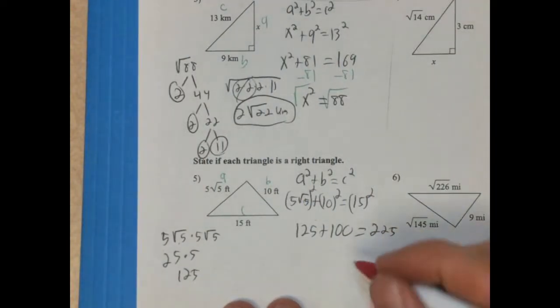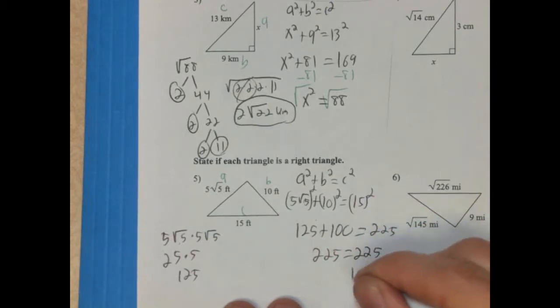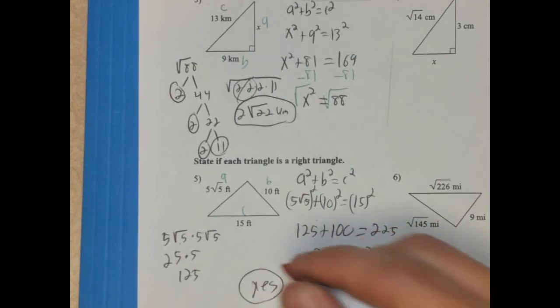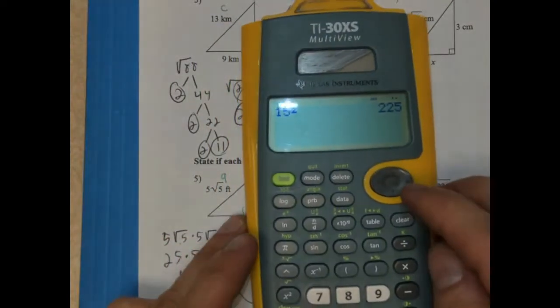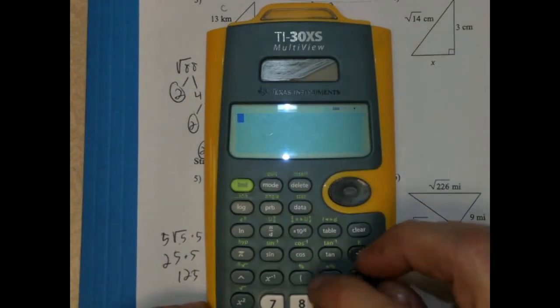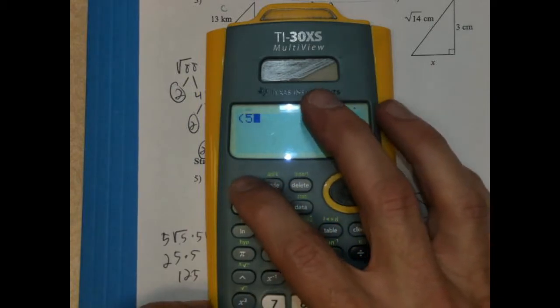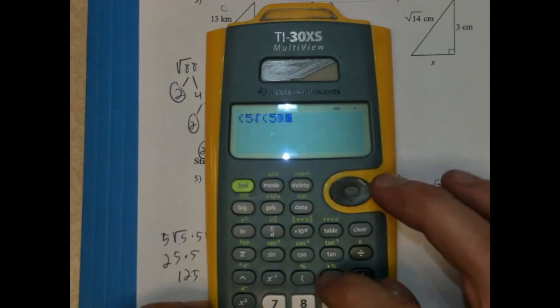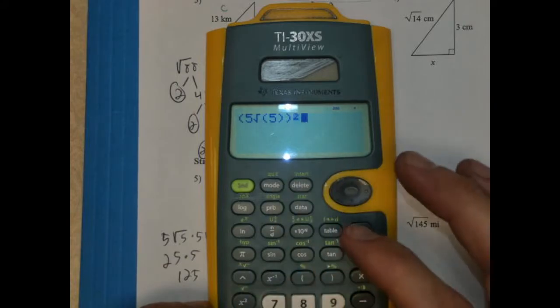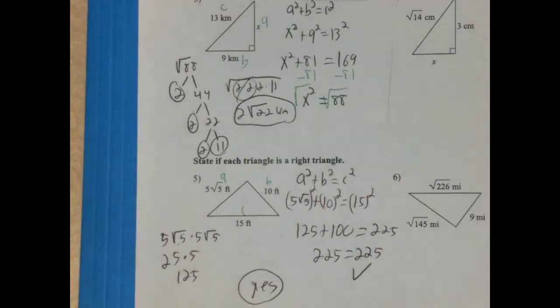So 125 plus 100 is 225. Yep, so this is a right triangle. Now, 5 radical 5 squared, you can still use your calculator if you're using one of the scientific ones. So parentheses, 5 radical 5, squared, 125. There you go. You should be able to see that.